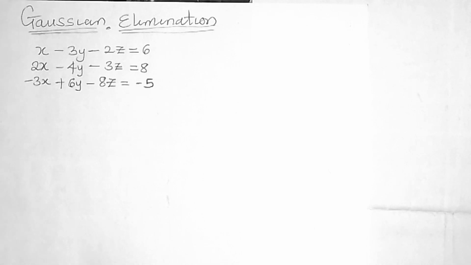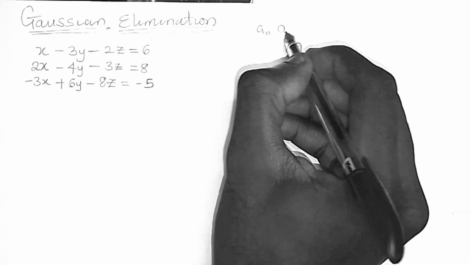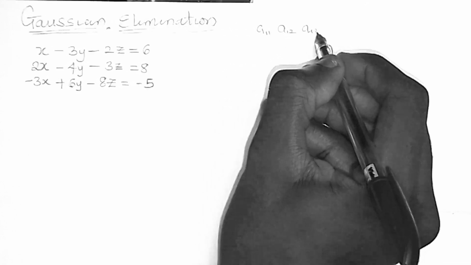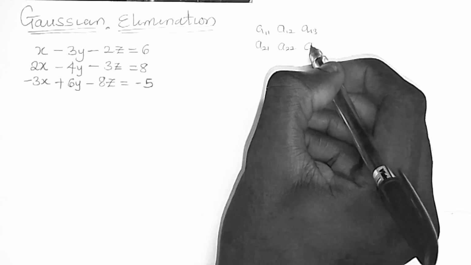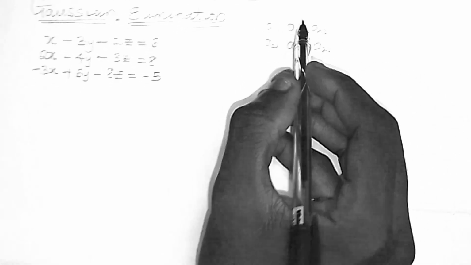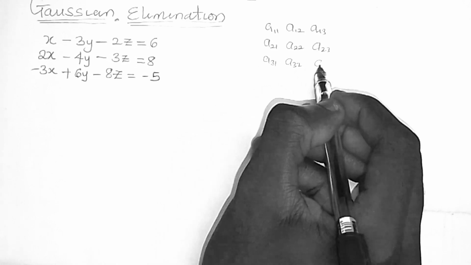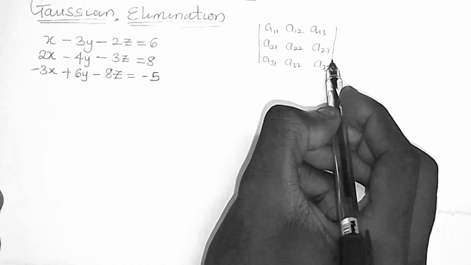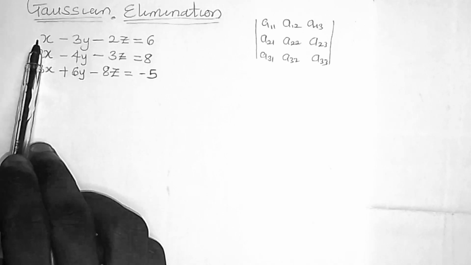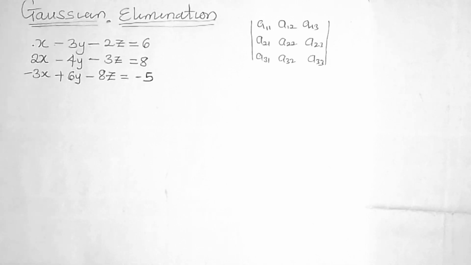And putting it in matrix form means you want it to be in the form A11, A12, A13, A21, A22, A23, and A31, A32, and A33. This is how it's going to be in matrix form. All these coefficients, the coefficients of your x, y, and z, are your A11, A22, and A33. Are you seeing that now?